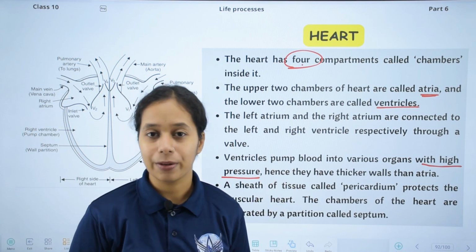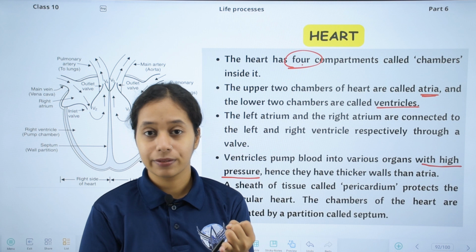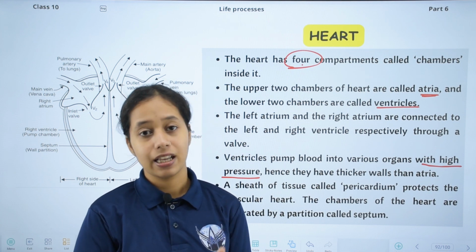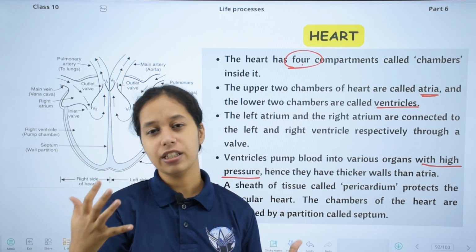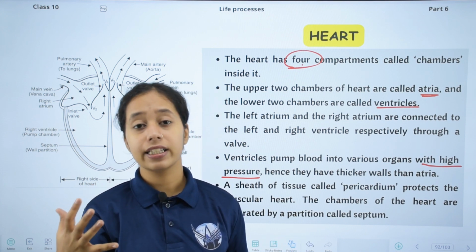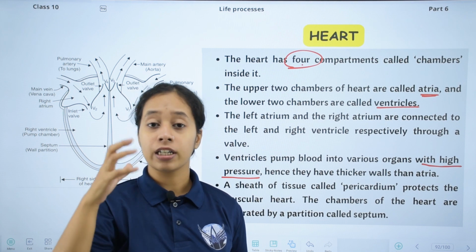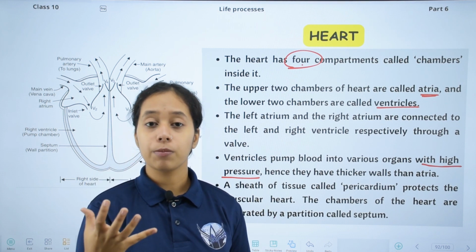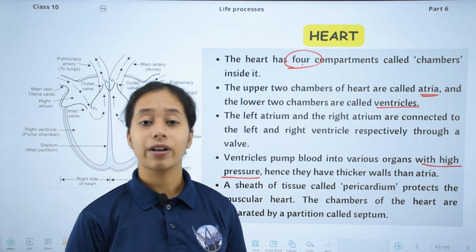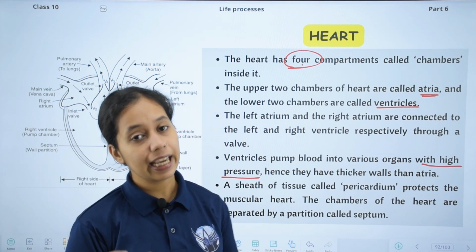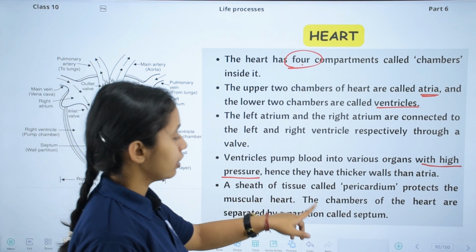Note down that the walls of the ventricles are thick, and the walls of the atrium are thin because the pressure is less. The atrium gives blood to the ventricle, so it does not feel much pressure, which is why its walls are comparatively thin. The heart pumps, and when it pumps a high pressure is created and the blood is pumped with high pressure. That is why the walls of the ventricles are thick as compared to the atria.